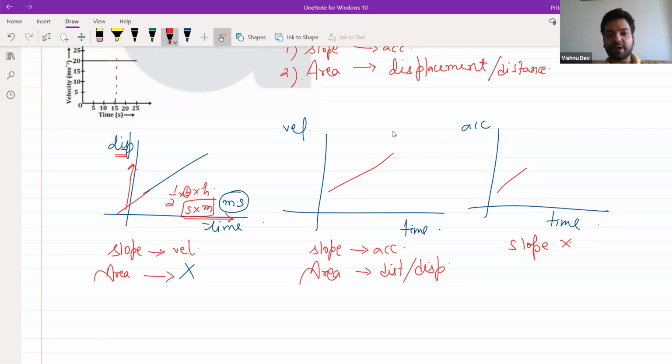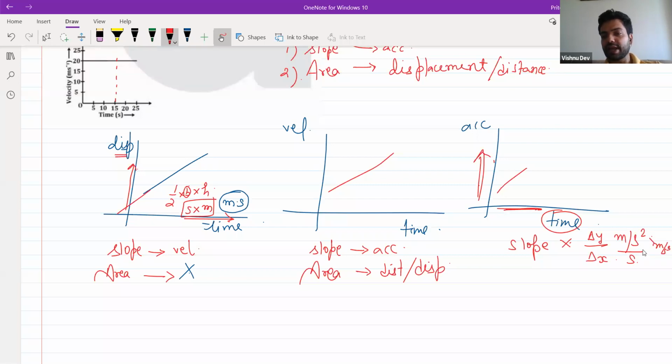What formula do you have to find slope? Yes, basically change in y by change in x. So if you observe here, change in y means the quantity along y, that is acceleration, meter per second square, and change in x is along time, so it is second. So you will get meter per second cube.